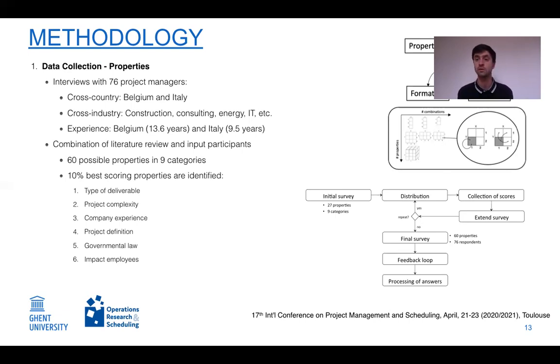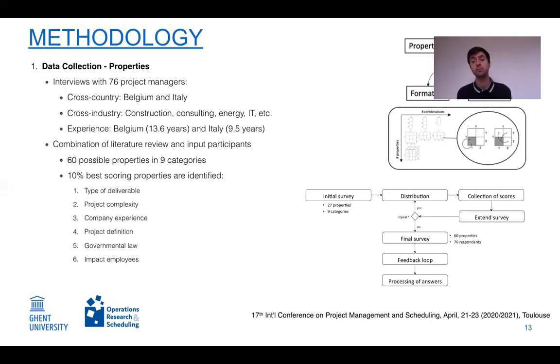We've started off with 27 properties that we as researchers have collected from the literature, but then this quickly grew up to 60 possible properties as we allowed, during different iterations of the surveys, that the participants added their own properties of similarity that according to their experience would be good ones. Then we were able to retain the 10% best scoring properties.